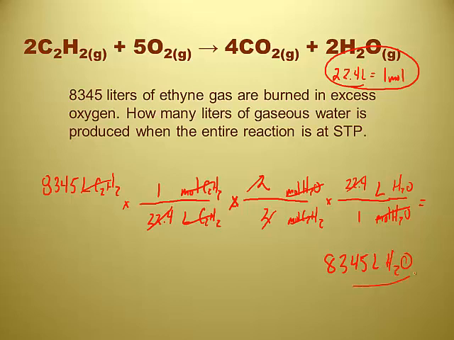Okay, so it's a boring problem, but it gets to the fact that when you're at STP, you can use 22.4 liters equal to 1 mole, if it's a gas. If it's not a gas, you can't do that. Think of it logically. If we were going to say CO2, then it would just be 8,345 times 2, because it would be a 4 to 2 ratio. So that's a shortcut that you can only use for gases at STP.